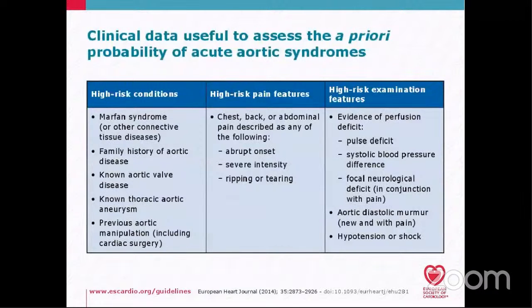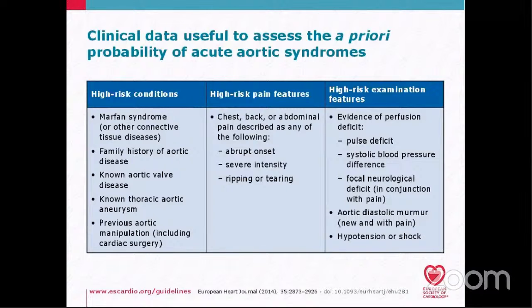So, we have some clinical data which are useful to assess the probability of acute aortic syndrome as a pre-test probability. This is important because if you have a patient with a low pretest probability for acute aortic syndrome, you will perform a test of exclusion for this situation, which is mainly the D-dimer test, just like pulmonary embolism.